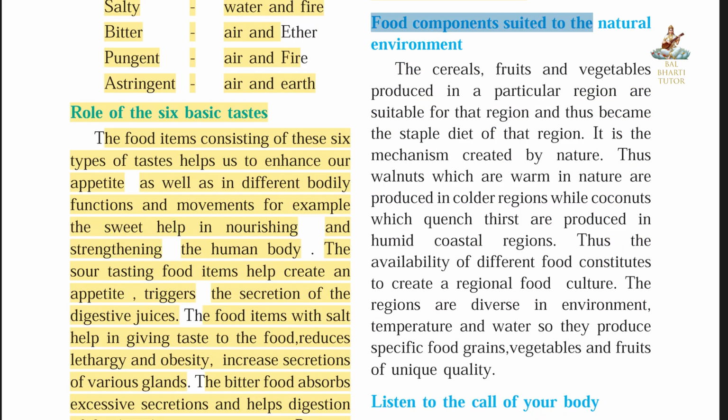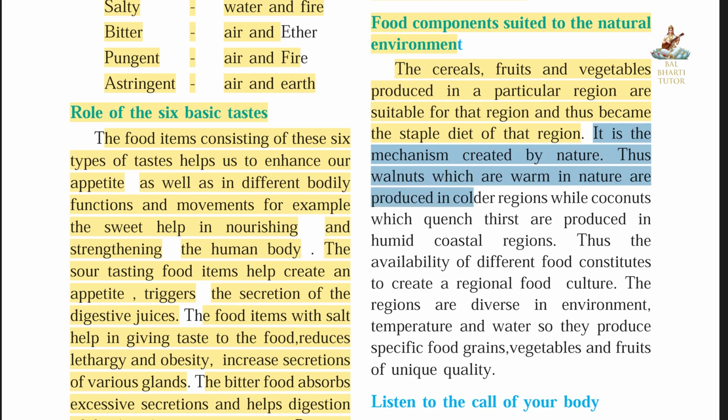Food components suited to the natural environment. The cereals, fruits, and vegetables produced in a particular region are suitable for that region and thus became the staple diet of that region. It is the mechanism created by nature. Thus, walnuts, which are warm in nature, are produced in colder regions, while coconuts, which quench thirst, are produced in humid coastal regions. Thus, the availability of different food constitutes a regional food culture.